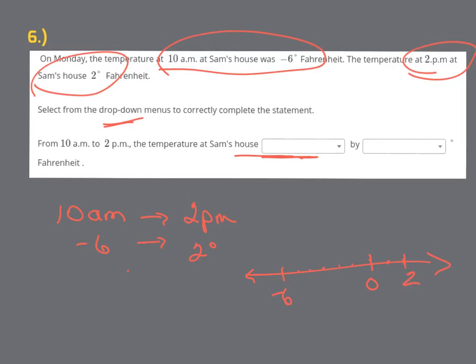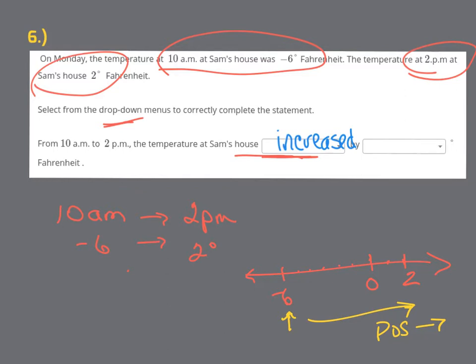So if I go from negative 6, which is right here, right, and I go over to 2, positive 2, I know that when I move to the right, that I'm moving in a positive direction. So therefore it increased, okay? So I need to write in here, from 10 a.m. to 2 p.m., it increased. And then of course we want to figure out by how much. It increased by how many degrees?